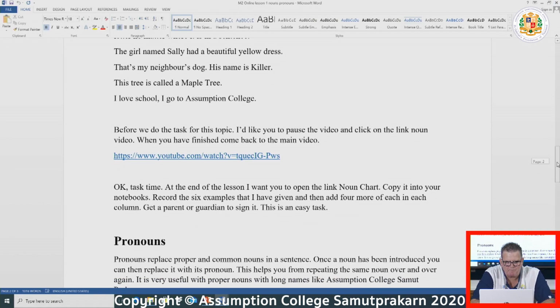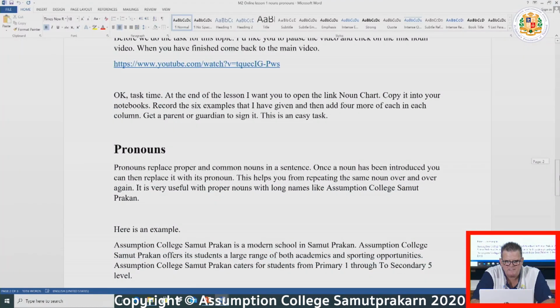Pronouns replace proper nouns and common nouns in a sentence. Once a noun has been introduced, you can replace it with a pronoun. This helps you from repeating the same noun over and over again. It is very useful with proper nouns with long names like Assumption College Samutpakkam. Here is an example.